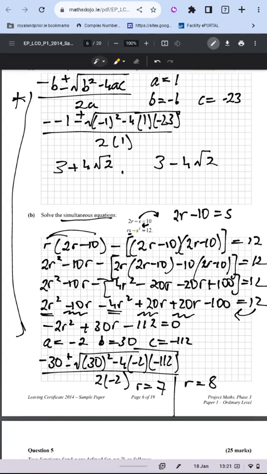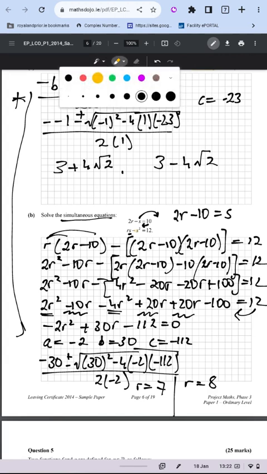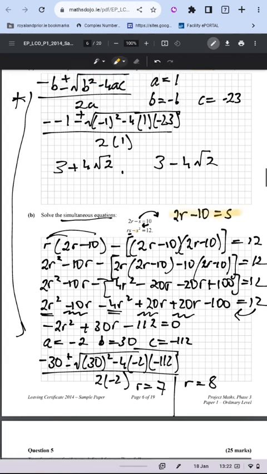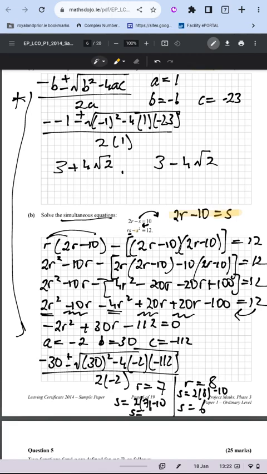To work out your S, sub it back in up here. So S is equal to 2R minus 10. S is equal to 2 times 8 minus 10. 16 minus 10 is 6. And when R is 7, S is equal to 2R minus 10, 2 times 7 minus 10, 14 minus 10. S is equal to 4.